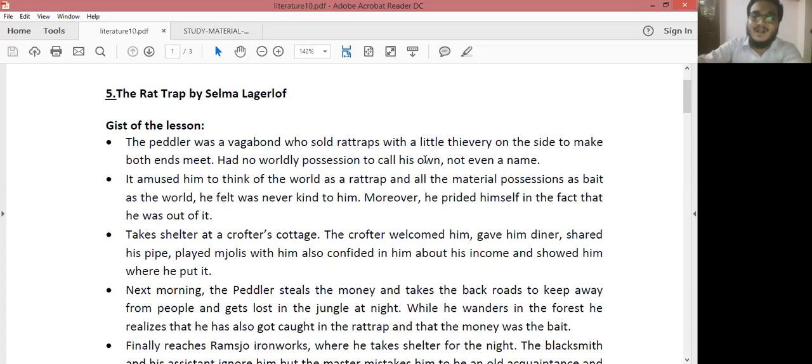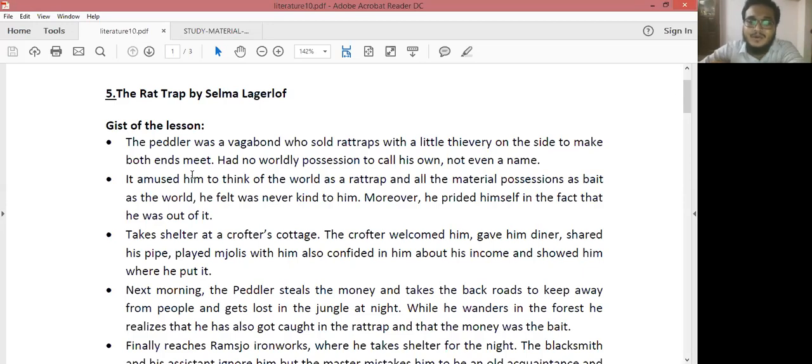So the peddler was a vagabond who sold rat traps with little thievery on the side to make both ends meet. Vagabond, I have told you students already, is one who does not have any destination. When your school gets over, you get back to your home. So you have a destination, you have a house for shelter. Vagabonds are those who don't have a house, they move here and there. They spend their night taking rest wherever they find it comfortable. They don't have a proper destination.